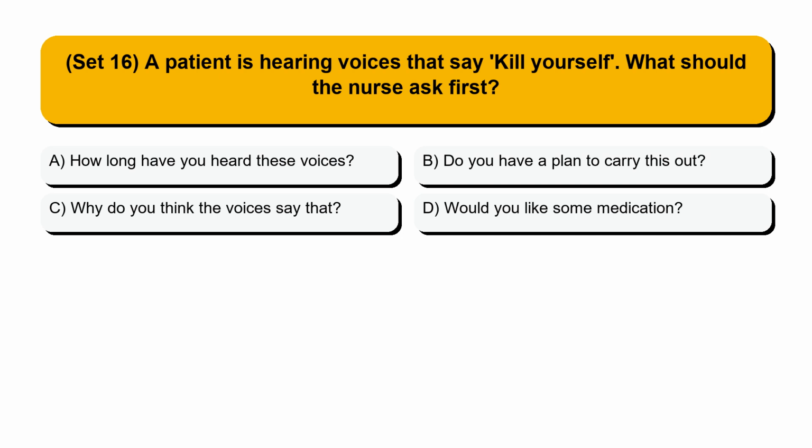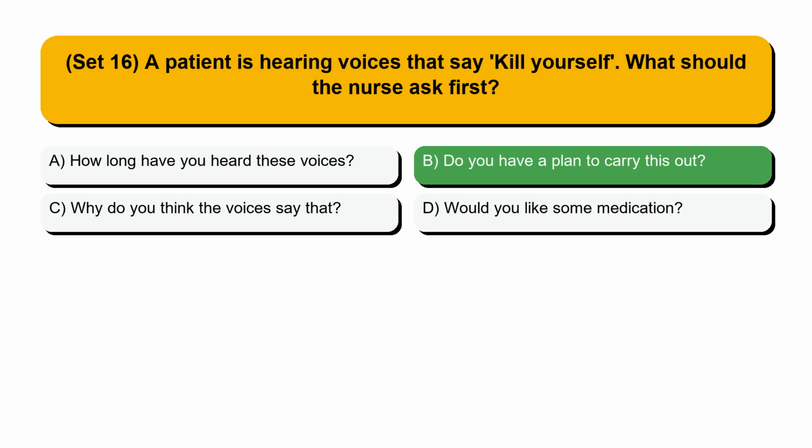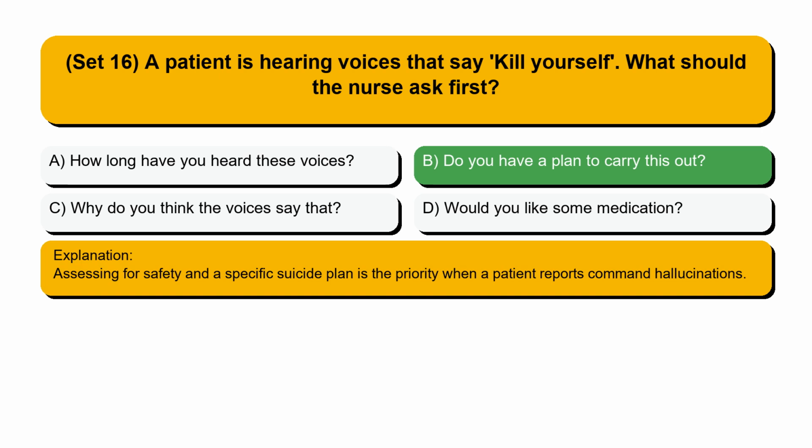Question 16. Set 16. A patient is hearing voices that say kill yourself. What should the nurse ask first? Option A, how long have you heard these voices? Option B, do you have a plan to carry this out? Option C, why do you think the voices say that? Option D, would you like some medication? The correct answer is option B, do you have a plan to carry this out? Assessing for safety and a specific suicide plan is the priority when a patient reports command hallucinations.